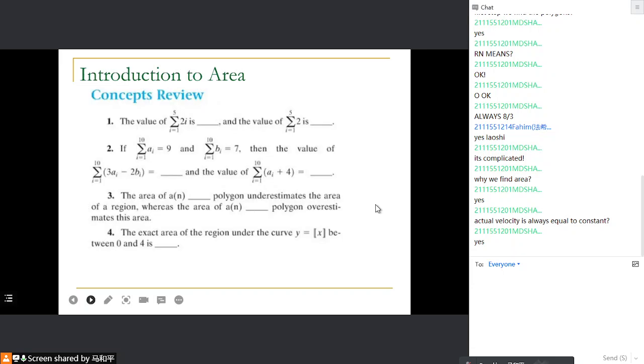So we will have some concept review. 1, 2, 3, 4. The value of the sum of i from 1 to 5 of i. Calculate.